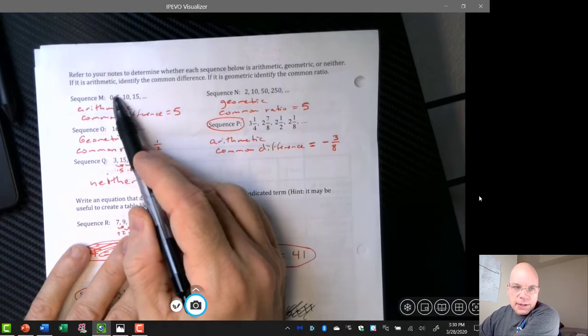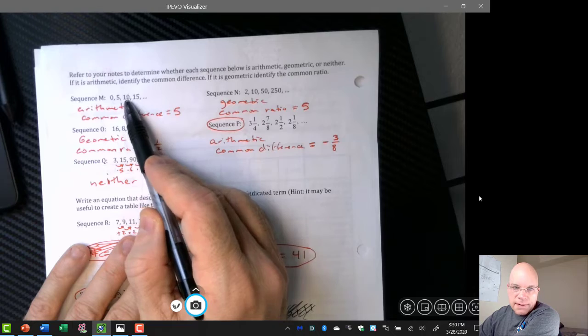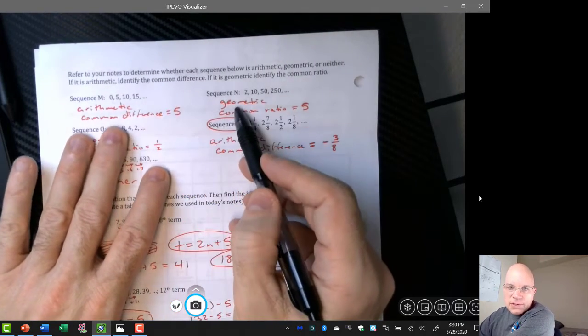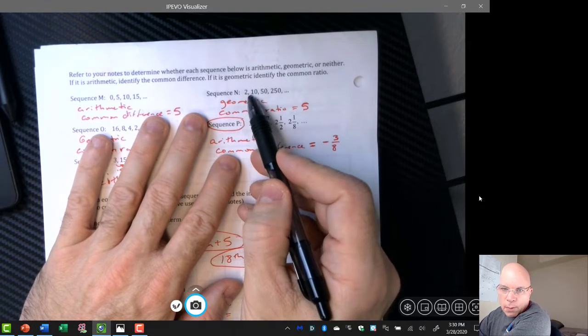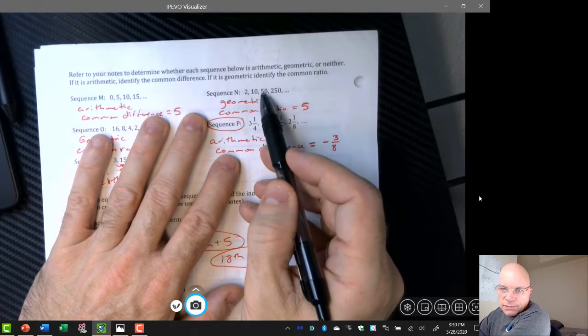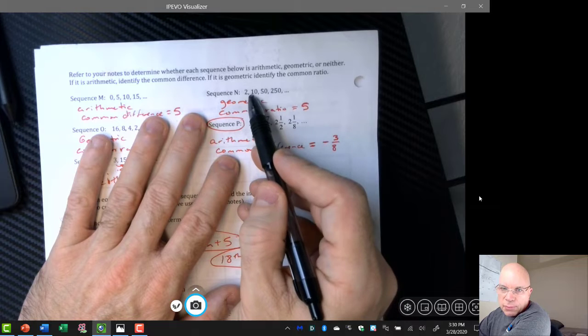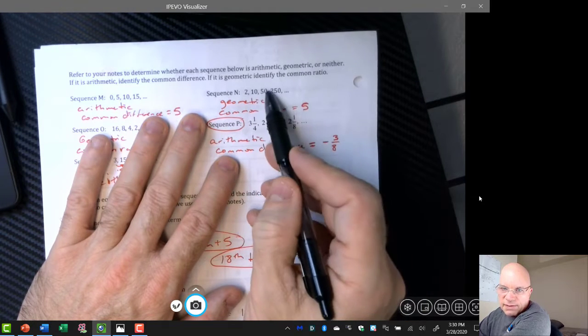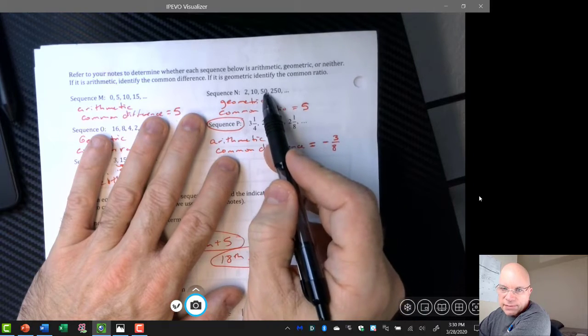This was an arithmetic sequence because each term was increasing by 5, so the common difference was positive 5. Sequence N was a geometric sequence because we were multiplying by 5. If you take any term and divide it by the preceding term, you get a common ratio of 5. 50 divided by 10 is 5. 250 divided by 50 is 5.